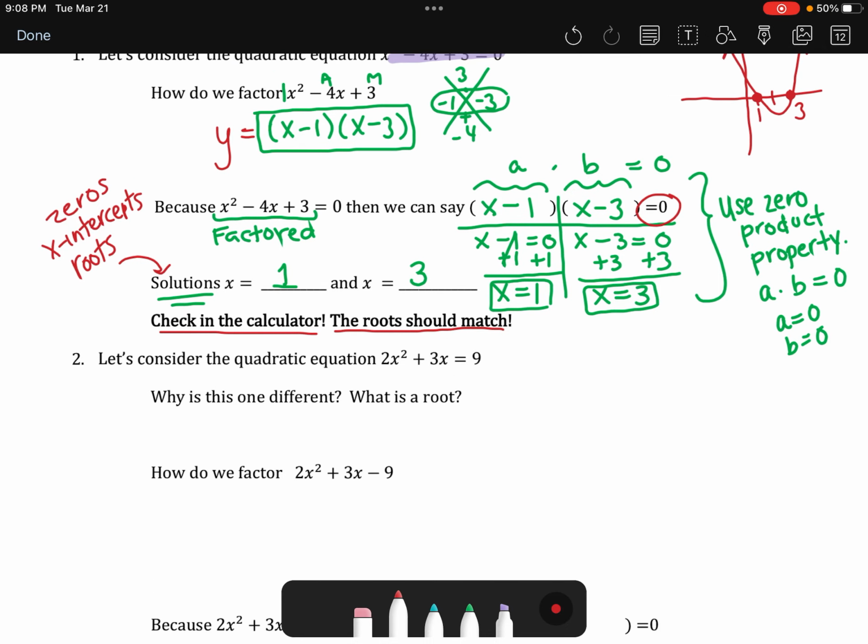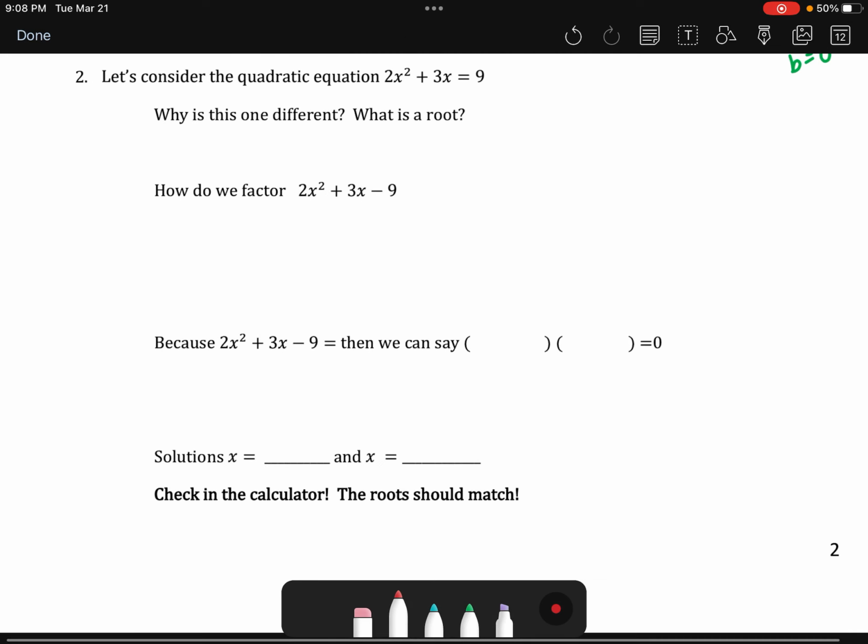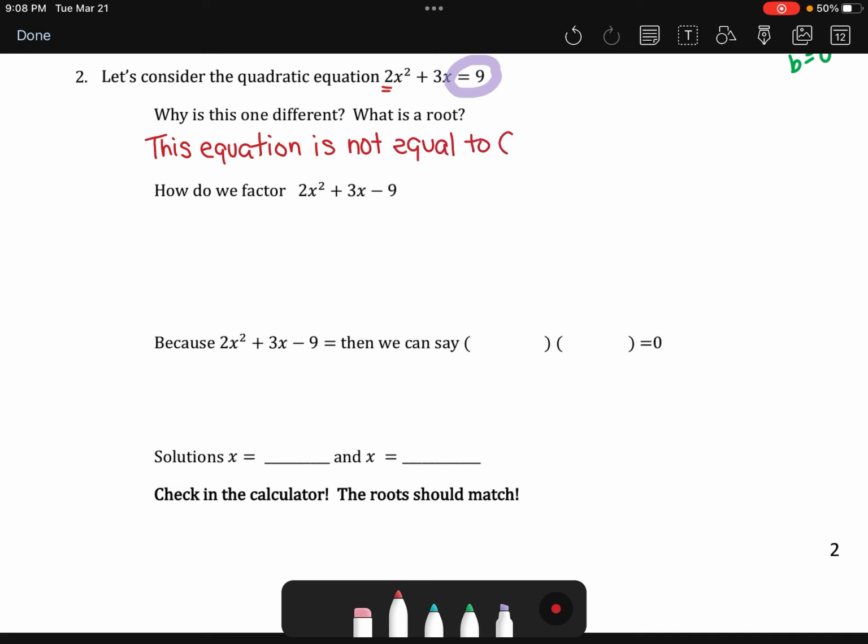All right, in question number 2, this equation is a little different. It's not equal to 0. You see how it's equal to 9 here? This one is different, and it also has a 2 in front. So why is this one different? This equation is not equal to 0. It's equal to 9.